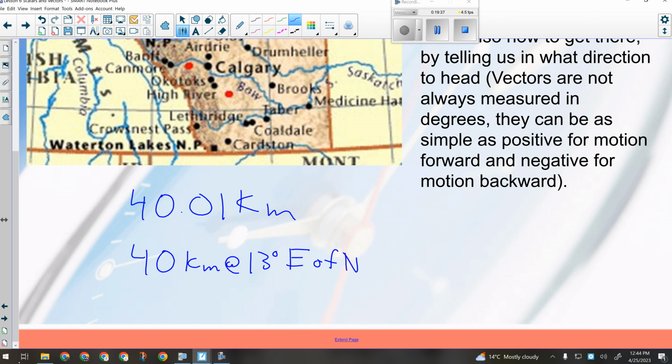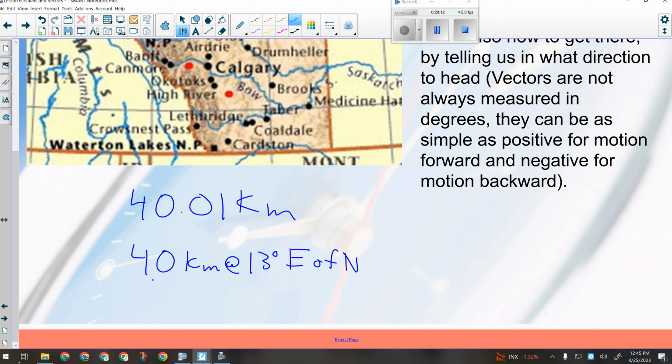40.01 kilometers, or 40 kilometers at 13 degrees east of north. Which one is more accurate? 40 kilometers at 13 degrees east of north, that one's more descriptive. It has more information because it has magnitude and direction. But which one is more accurate? 40.01. Accuracy depends on measurement, not whether or not you get extra information.